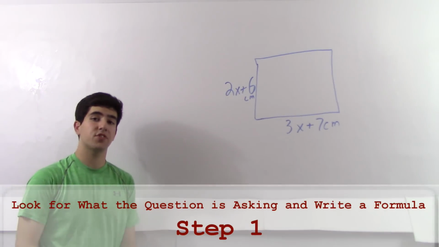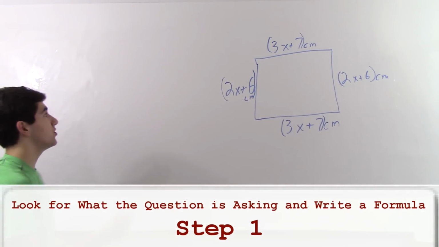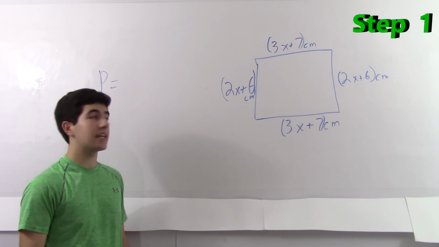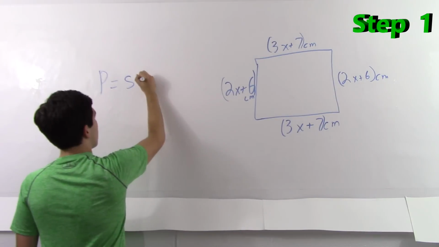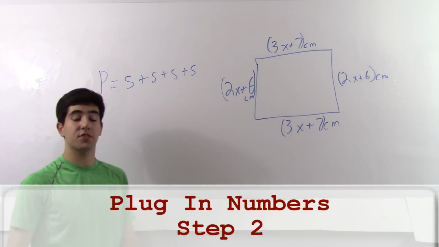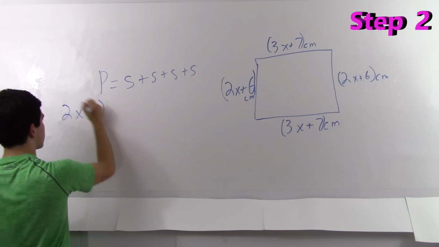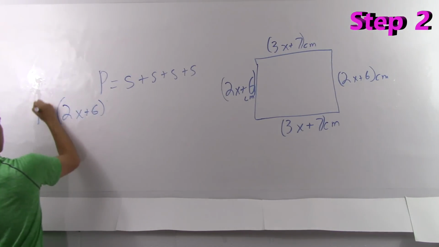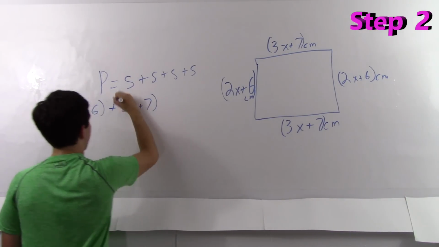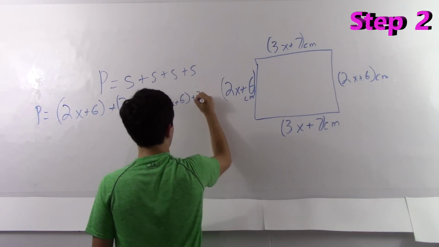So you're going to do your same first step, which is to find out the formula of the perimeter of a rectangle. And then what you're going to want to do is set up your formula. The formula for perimeter for a rectangle is side plus side plus side plus side, since there are 4 sides. And then you're going to plug in your numbers and set up your equations. So our first side is 2x plus 6 plus 3x plus 7 plus 2x plus 6 plus 3x plus 7.